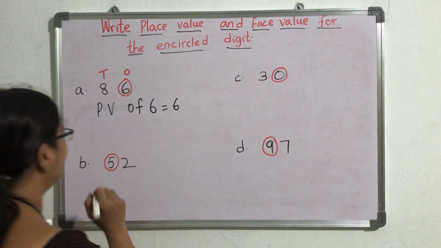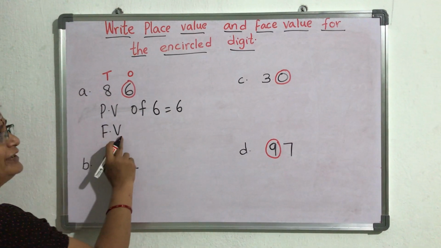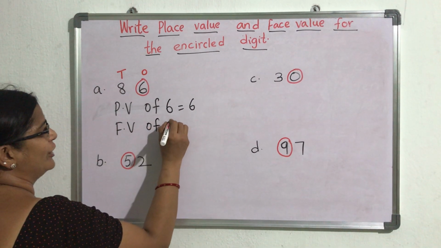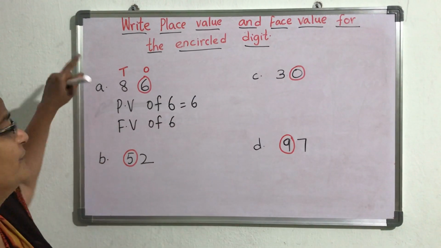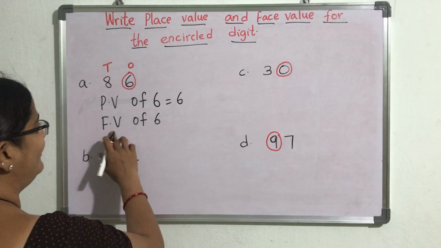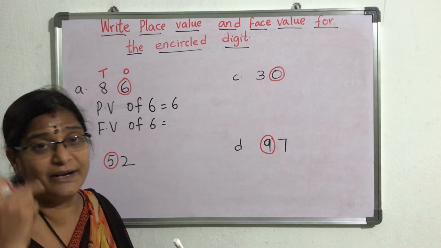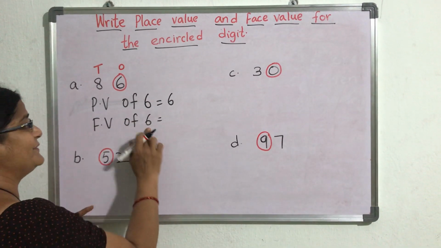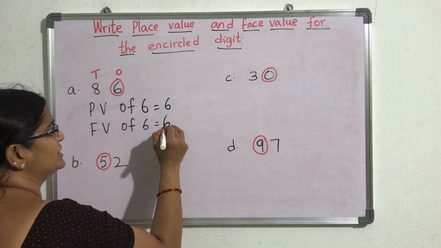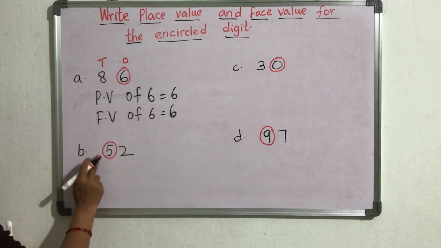Got it? Now next, face value. FV means face value. Face value of 6. So you should identify the place value of 6 and the face value of 6. Now the face value of 6 is, I told you the place will change but the face will not change. So the face value of 6 is 6 only. The name of the number will not change. It is 6 only. Got it?